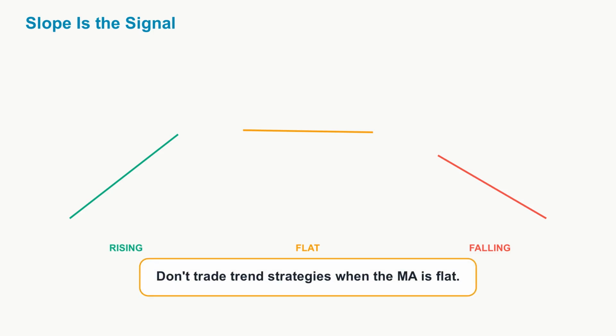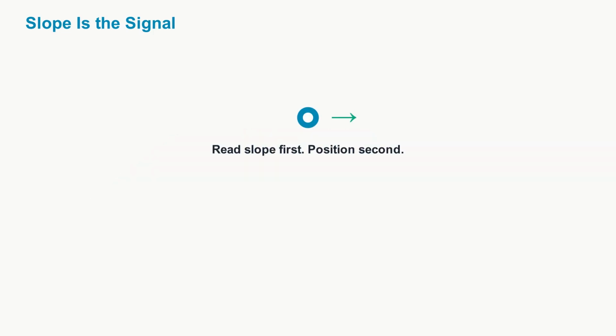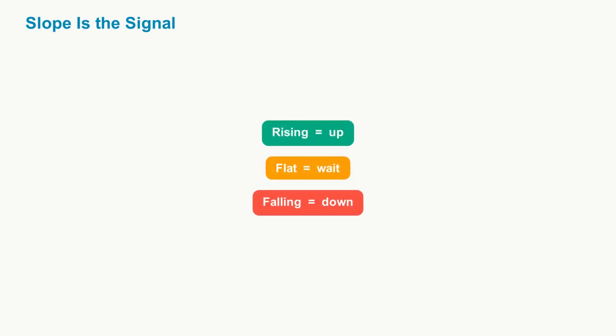One of the oldest rules in technical analysis: don't trade trend strategies when the MA is flat. Train your eye to read slope first, price position second. That's the shift from novice to experienced chart reader. Rising means up, falling means down, flat means wait.